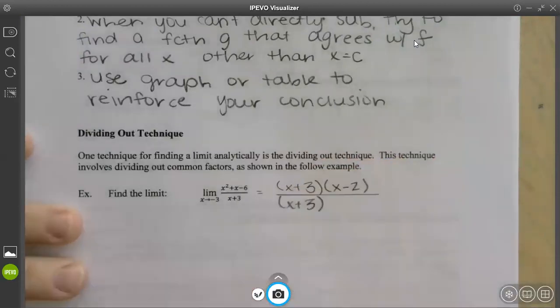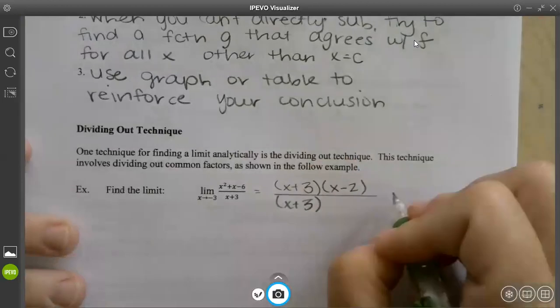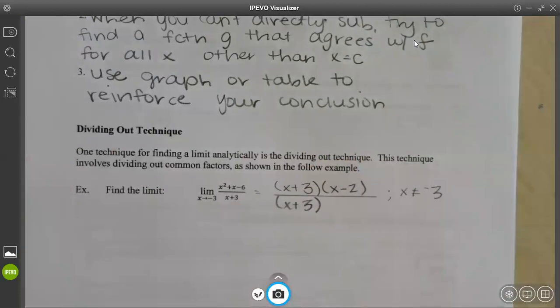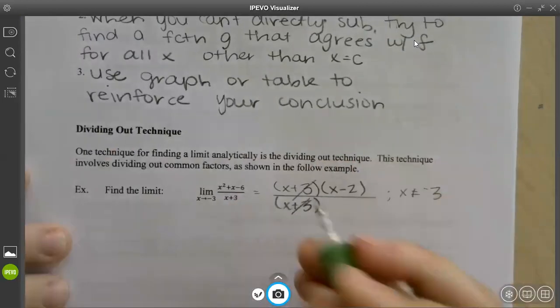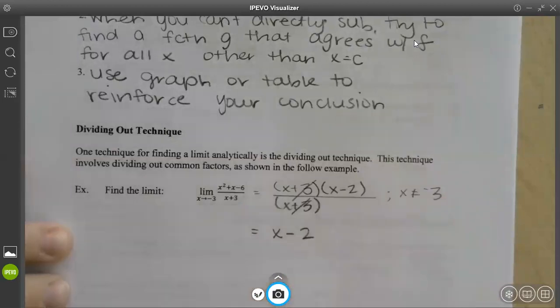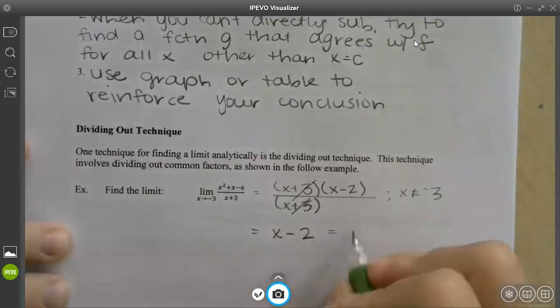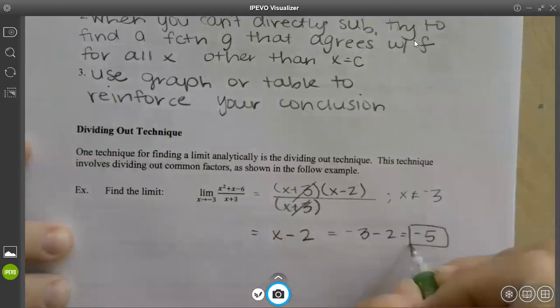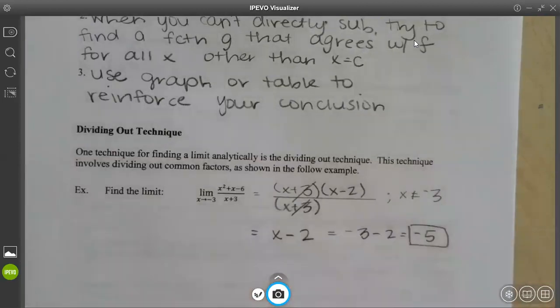On the bottom, I have x plus 3. So again, we know that x can't equal -3. That's that part 2 where it agrees with everything except for x equals c. Okay, so that's the part they're looking for. We cancel out, we get x minus 2, and then we do direct substitution. -3 minus 2 is -5. All right. A lot of filling in the blanks.